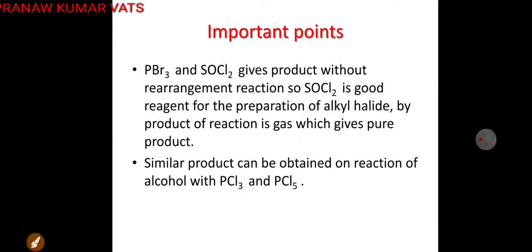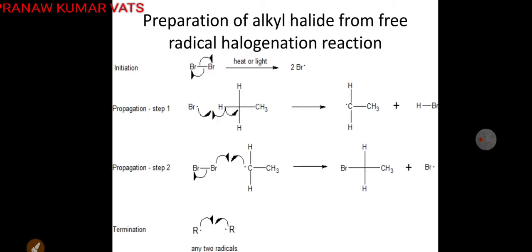Important point about this reaction is that PBr3 and SOCl2 give product without rearrangement reaction. There is no separate rearrangement reaction. Don't be confused with the internal rearrangement of atoms in the reaction. That is not rearrangement. Separate rearrangement reaction does not take place. So SOCl2 is a good reagent for the preparation of alkyl halide, and the byproducts of this reaction are gaseous components like sulfur dioxide and HCl. Similar product can be obtained on reaction of alcohol with PCl3 and PCl5.